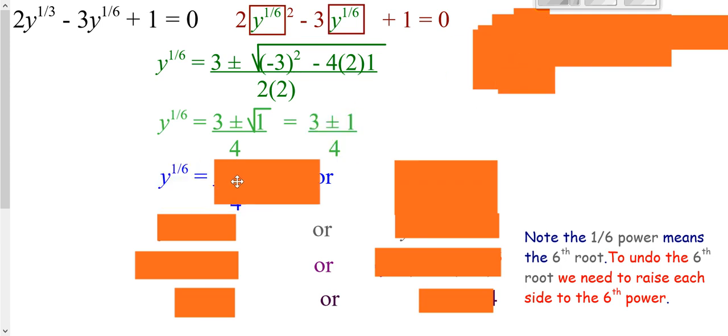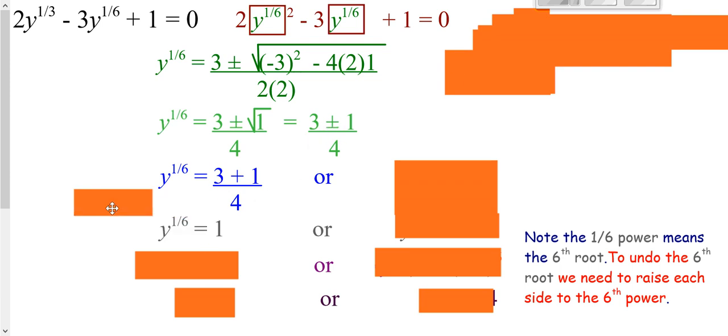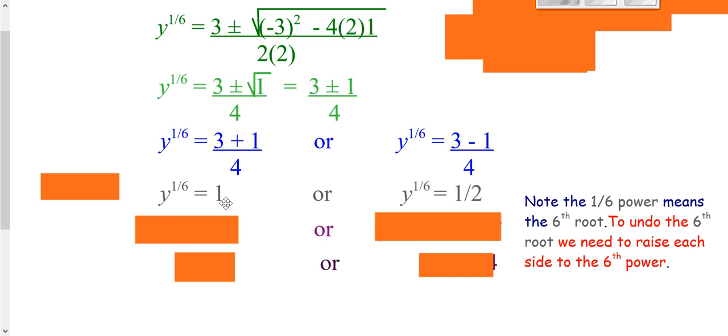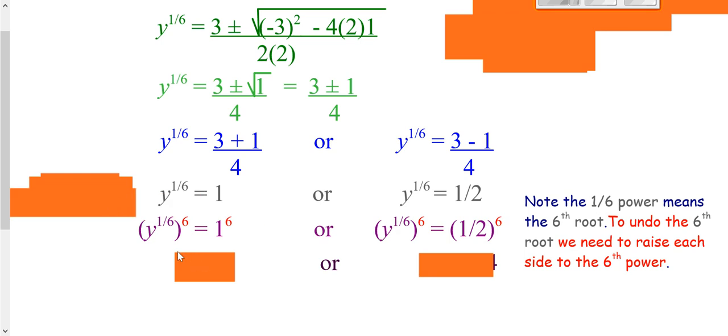So y to the 1/6 equals this, 3 plus 1 over 4, which you know is 1. y to the 1/6 is equal to 3 minus 1 over 4, which is 2 over 4, or 1/2. Now we got to finish getting y by itself. Now remember, a fractional exponent is like taking the sixth root. You got to undo that sixth root, so we'd want to raise both sides to the sixth power. And so here, 1 to the sixth is 1. 1/2 raised to the sixth is 1/64.